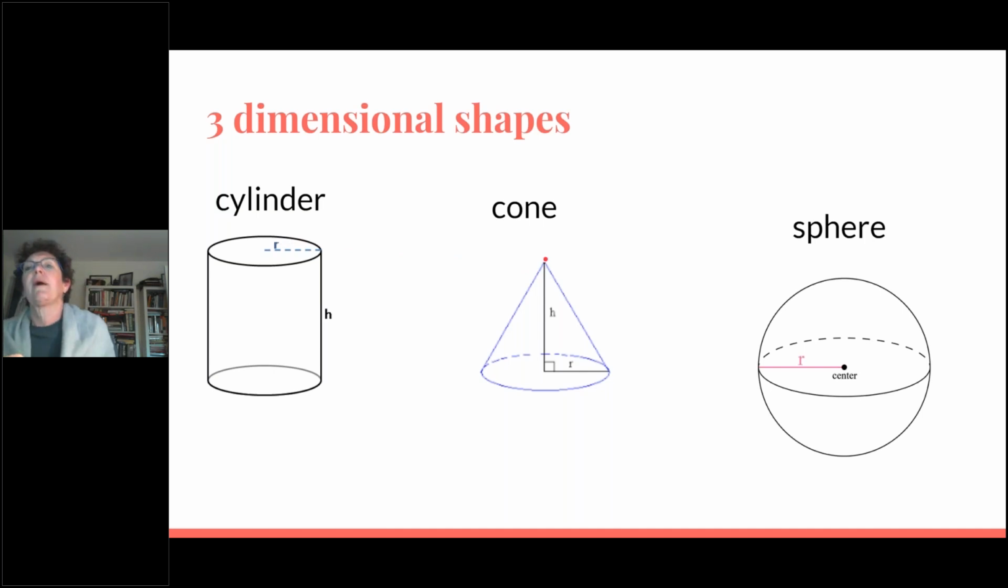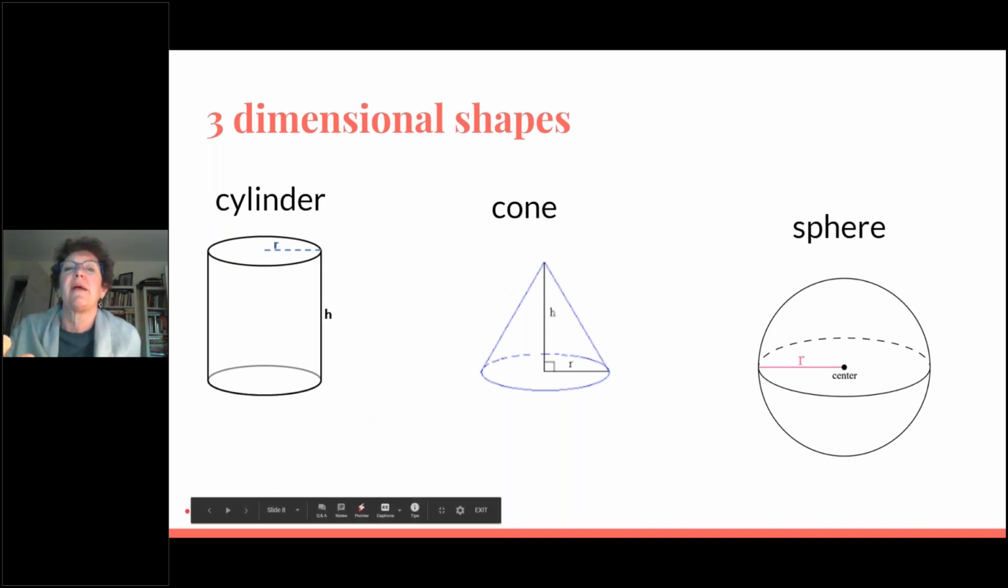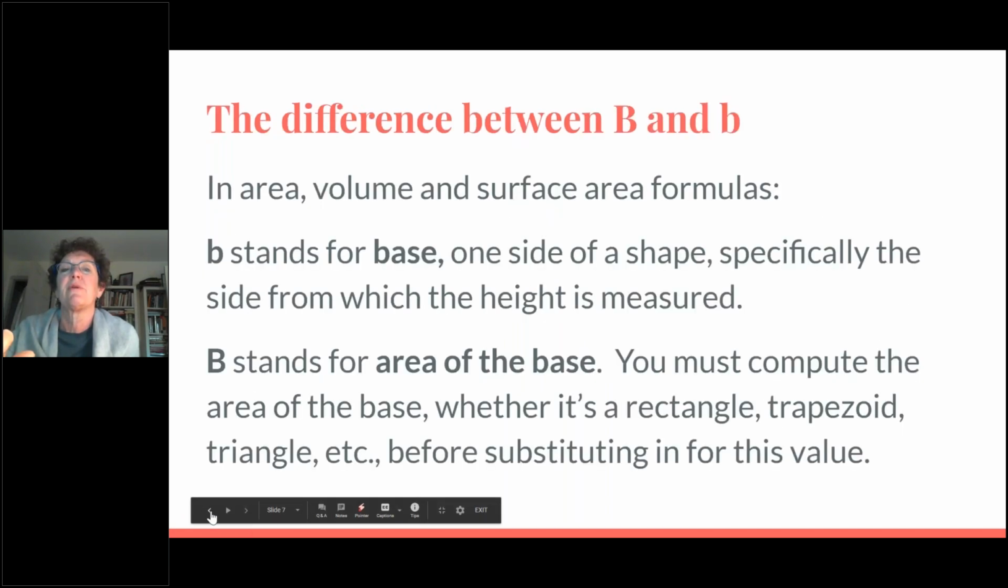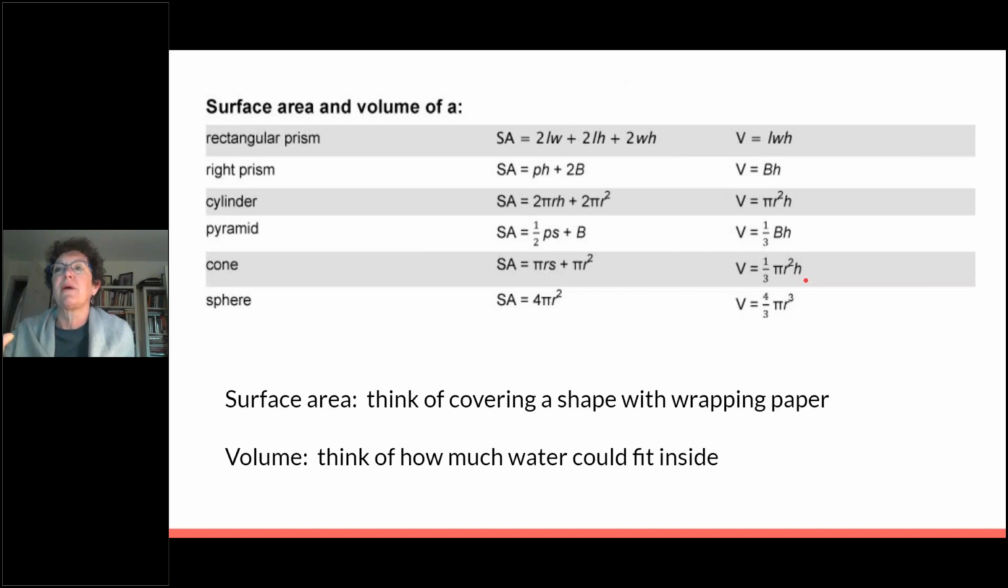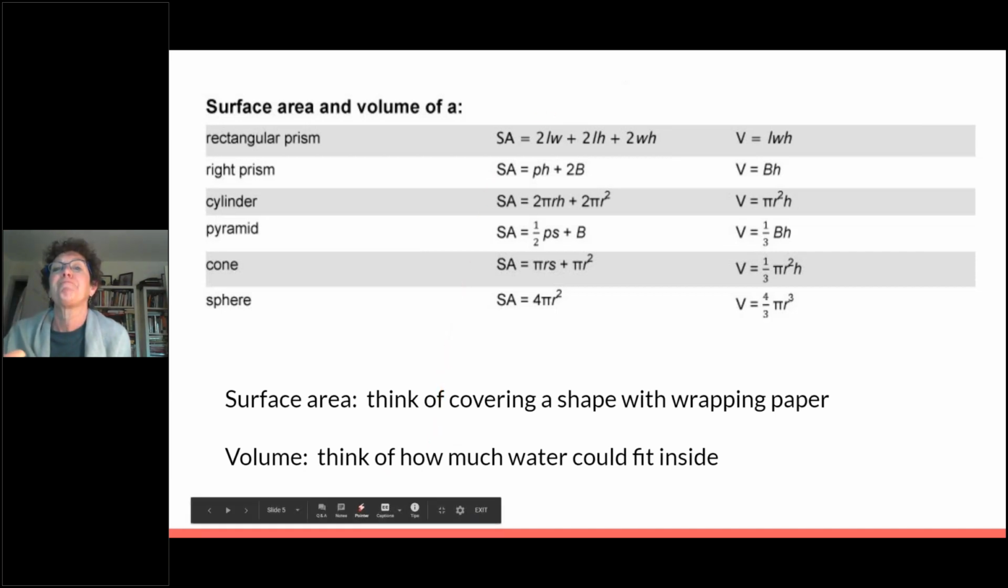The cone, I have to look at this one. I never remember the formula. I think it's 1/3. Where is it? Yeah, 1/3 pi r squared height. And don't forget, like I said, I never remember these. You will have this whole page as part of the GED. So you don't have to memorize them if that's not something you want to give brain space to. You will have it here.